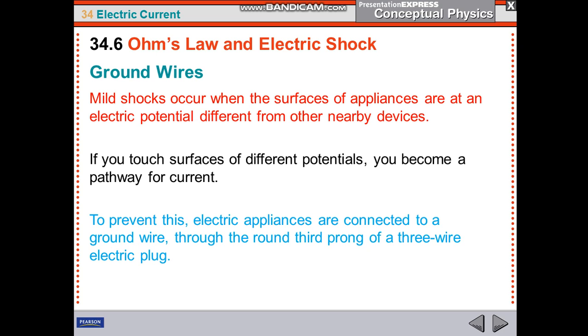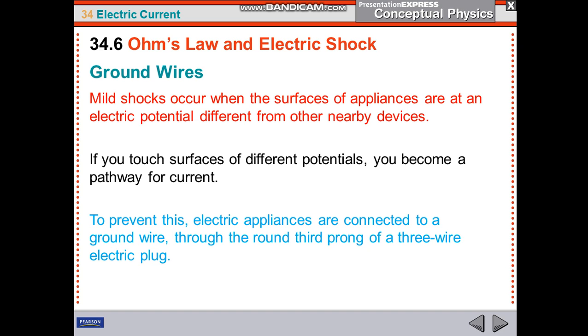Ground wires. Mild shocks occur when the surfaces of appliances are at an electric potential different from other nearby devices. If you touch surfaces of different potentials, you become a pathway for current. To prevent this, electric appliances are connected to a ground wire through the round third prong of a 3-wire electric plug. So you have noticed electric plugs with a third pin that is actually connected with the ground.